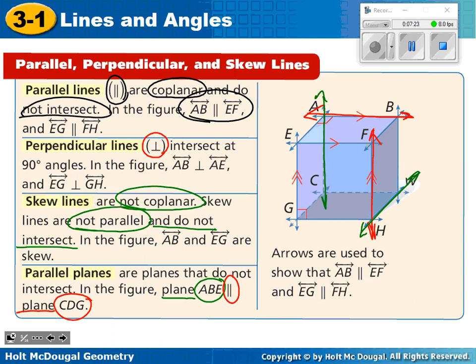Okay? So plane ABE is referring to the top plane. CDG is referring to the bottom plane. The D is a typo. This should not be W. Please change that to a D. I don't know why there's a W there.